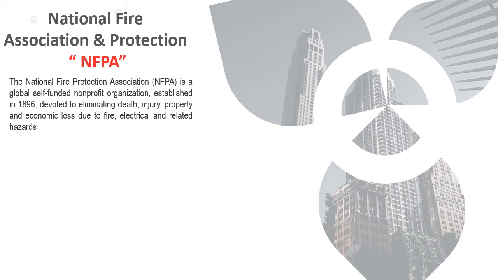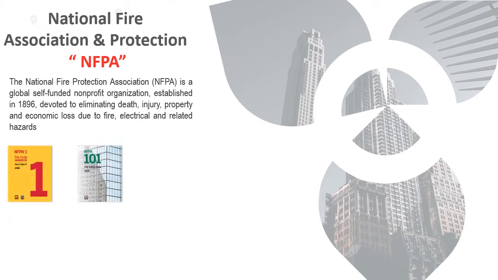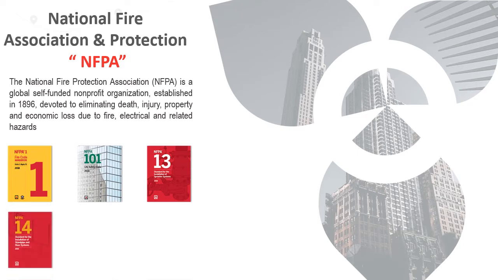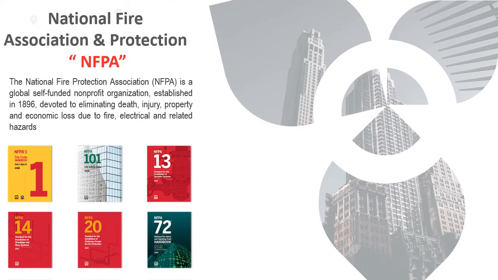Some of the most common codes and standards: NFPA 1, which is called the Fire Code; NFPA 101, which is called the Life Safety Code; NFPA 13, Standard for the Installation of Sprinkler Systems; NFPA 14, the Standard for the Installation of Standpipe and Hose Systems; NFPA 20, Standard for the Installation of Stationary Pumps for Fire Protection; and NFPA 72, the National Fire Alarm and Signaling Code.